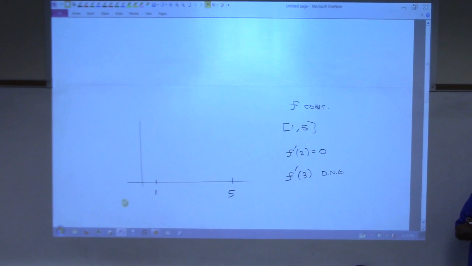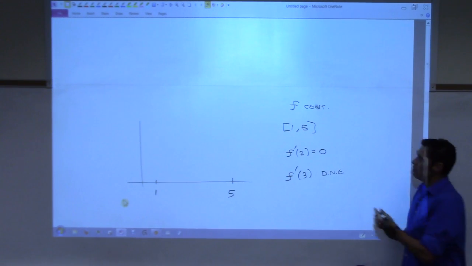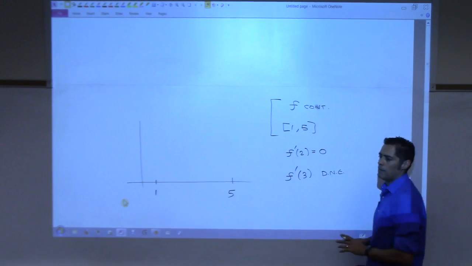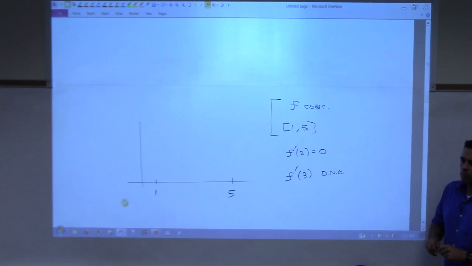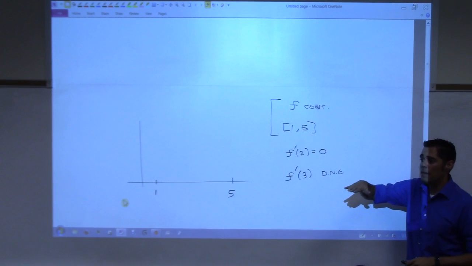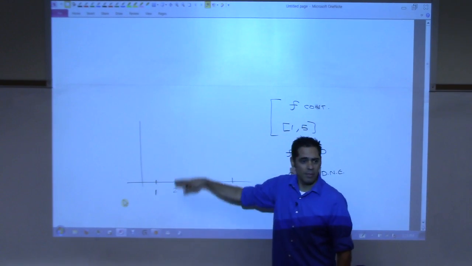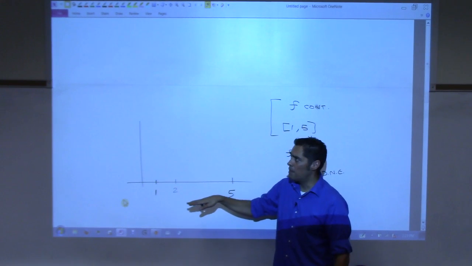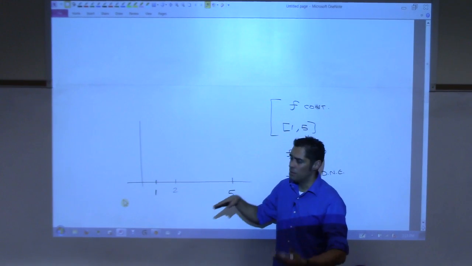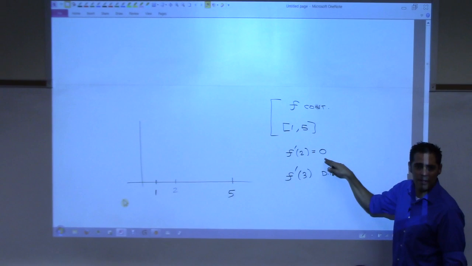How would you determine the highest and lowest values? Well, we know that at 2, the derivative is 0, so you have a flat tangent line, right? So at 2, I actually don't know how high up or down I am, do I? But I know that the slope of the tangent line there is 0, right? The slope of the tangent line there is 0.